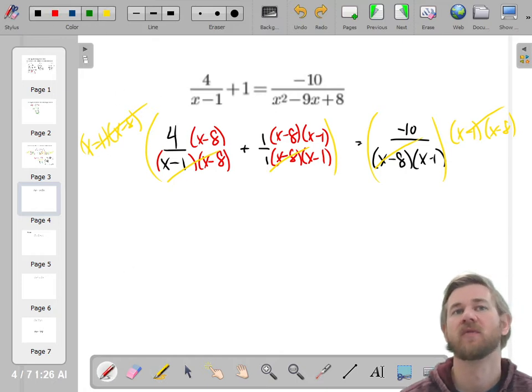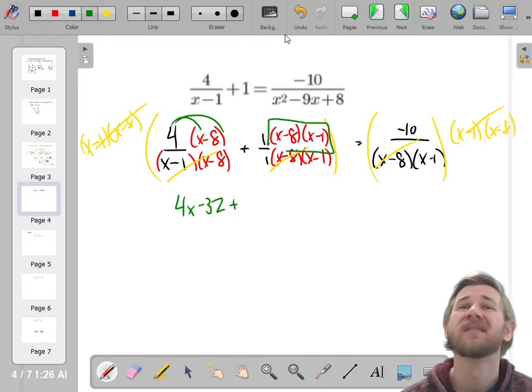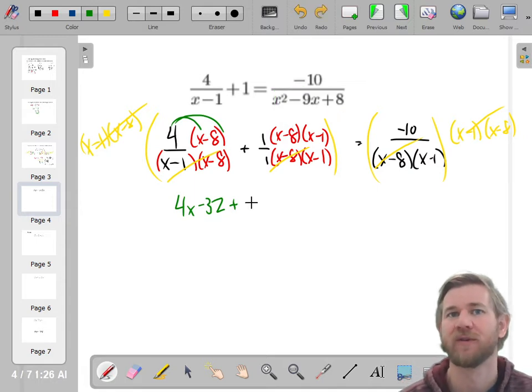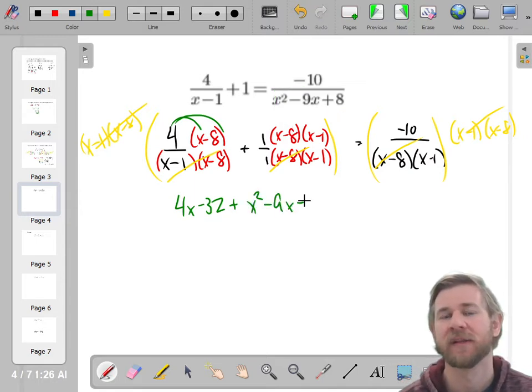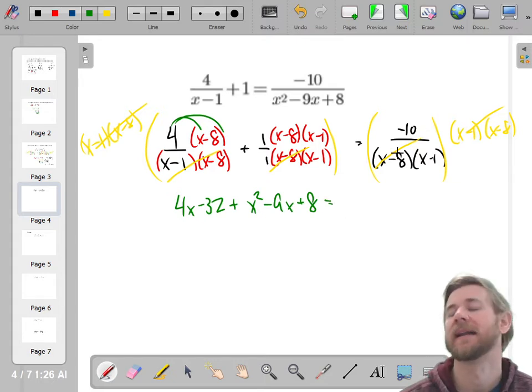So I'm going to distribute 4 times x minus 8, which is 4x minus 32, plus. Here I'm going to FOIL. So look, it's right there, okay? This is the factored form. There's the expanded form, so I know it's x squared minus 9x plus 8, but you can FOIL it if you really feel like it. And then on the right side, I didn't have to do anything with the numerator, so it's just negative 10.